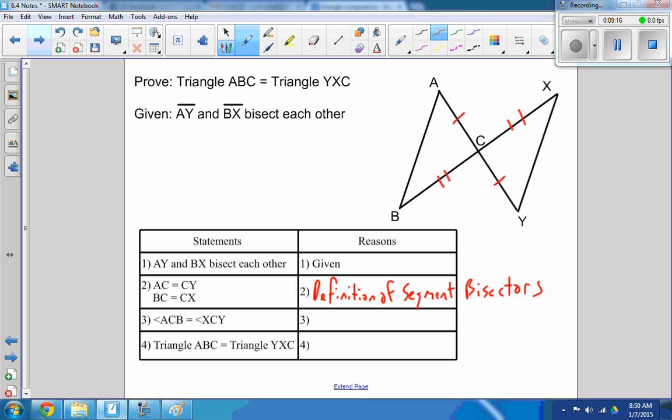And then we can state that angle ACB is congruent to angle XCY because they are vertical angles. And then now I can say the two triangles are congruent because we have a side, angle, side. Side, angle, side. And that is the end of this lesson.